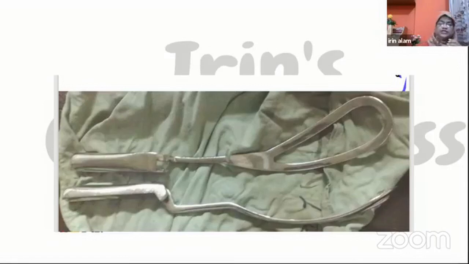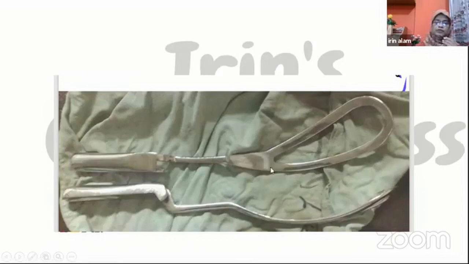What are the prerequisites for forceps use? There are some prerequisites: the head must be engaged and fully rotated, the cervix must be fully dilated, the bladder should be evacuated, and uterine contraction should be present. These are the prerequisites for forceps delivery.